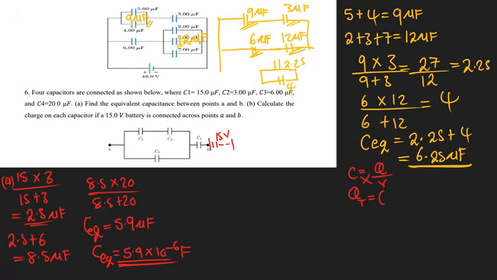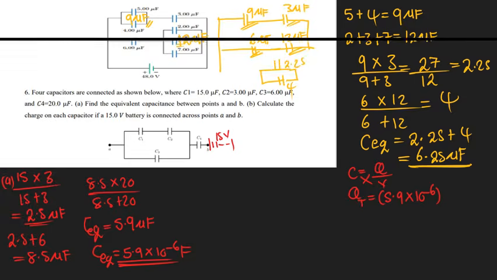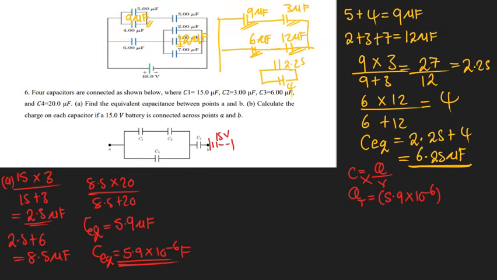So what is our capacitance? It was 5.9 multiplied by 10 to the power negative 6. Then what is our voltage? It's 15. Oh, by the way, we're supposed to be dividing, not multiplying. Well, we're multiplying, thank you. So supposed to multiply as usual, as you can see from the formula. So multiplying the capacitance, which is C, multiplied by the voltage. So our voltage is 15.